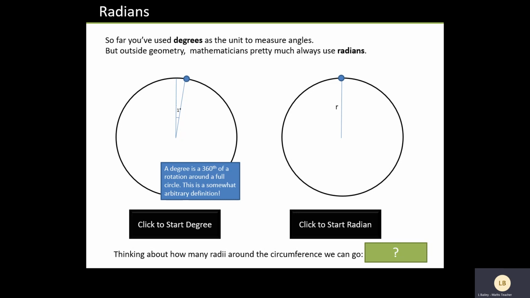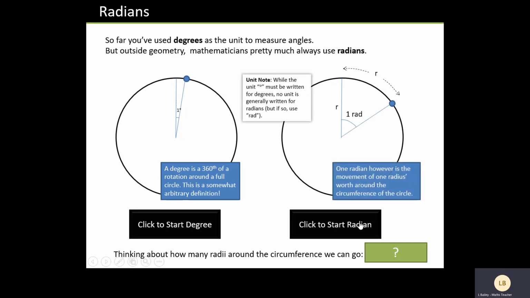Also, when you're doing calculus with any of the trigonometric functions, such as sine or cosine, because of the way the angles behave when they're small, the calculus is far, far easier if you're using radians than degrees.